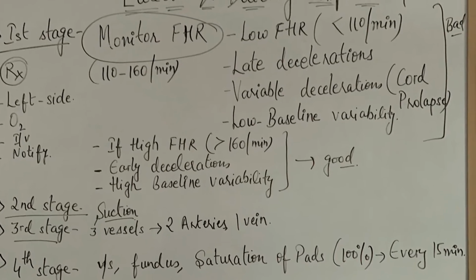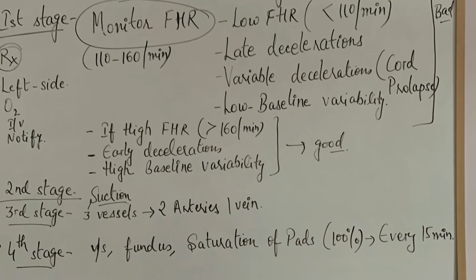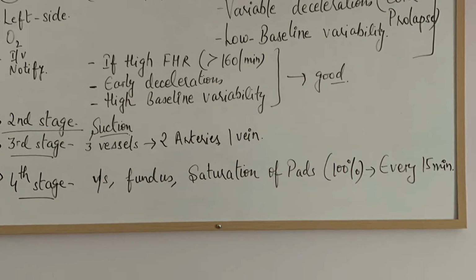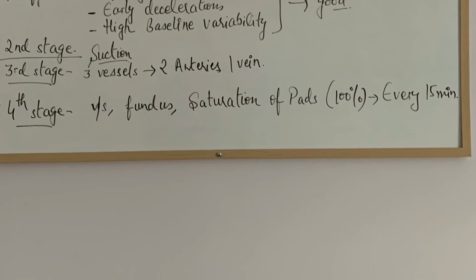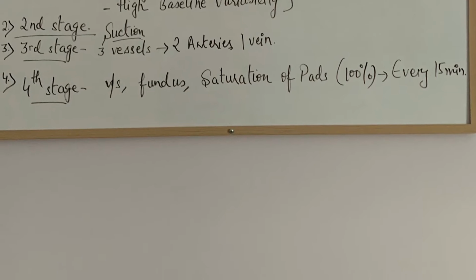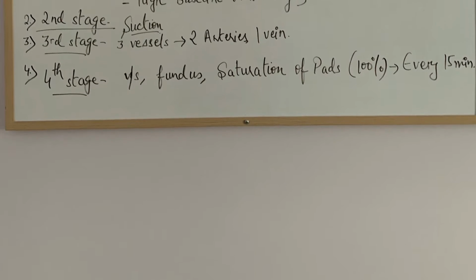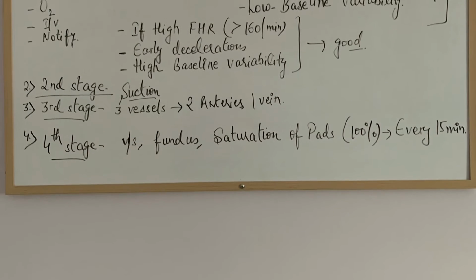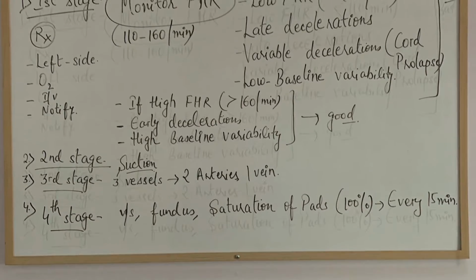We all know that in the first stage there occurs the dilation of the cervix. So, in the dilation phase, you have to continuously monitor the fetal heart rate. To monitor fetal heart rate, we should know the normal rate. The normal fetal heart rate is 110 to 160.